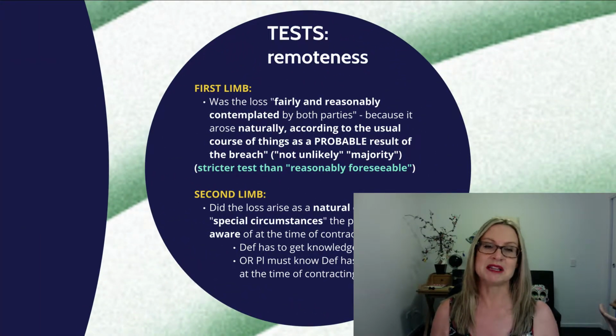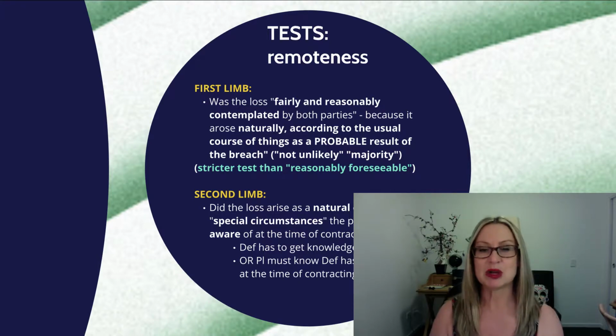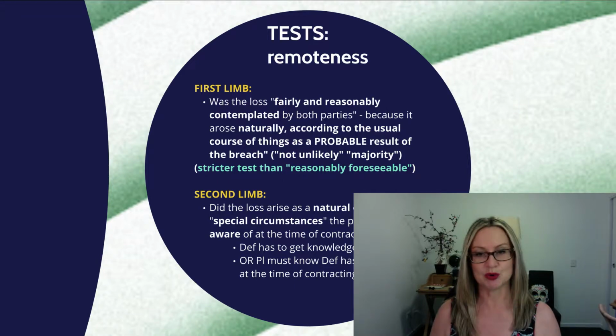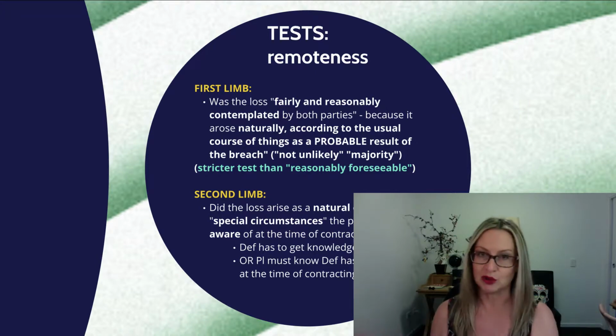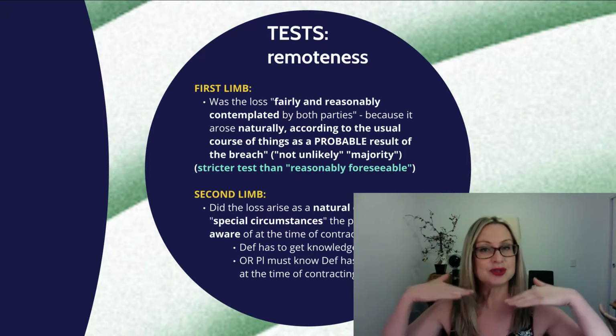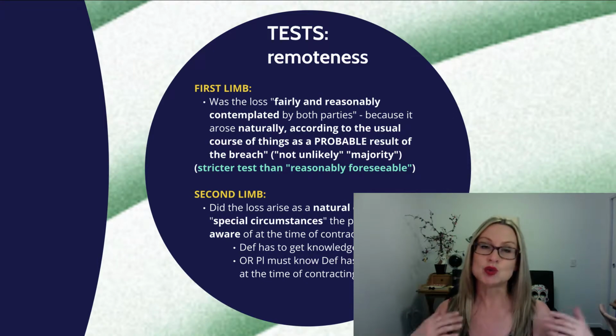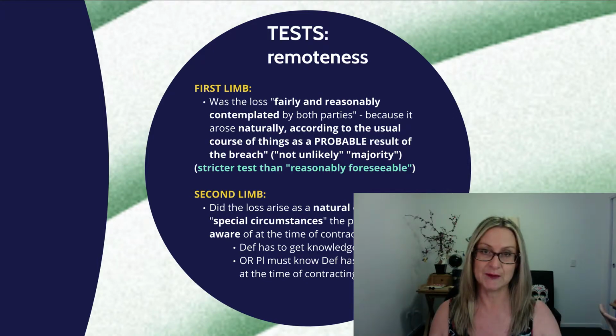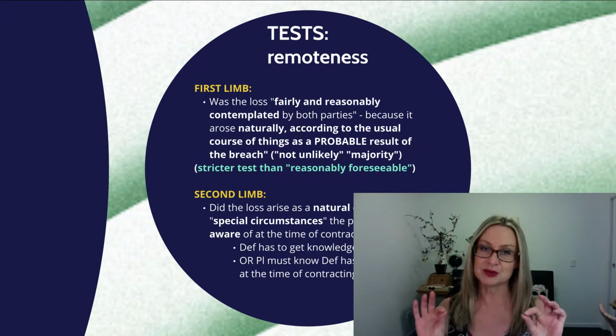The first limb is that the loss has to be fairly and reasonably contemplated by both parties because it arose naturally according to the usual course of things as a probable result of the breach. And you see courts saying things like it was not unlikely, or in the majority of cases, this is the kind of loss that would have occurred. So this is a stricter test than just reasonable foreseeability, okay? It has to be probable. So greater than 50% of the cases, this would be the kind of loss that would eventuate. That's your first limb. Note that difference with torts.